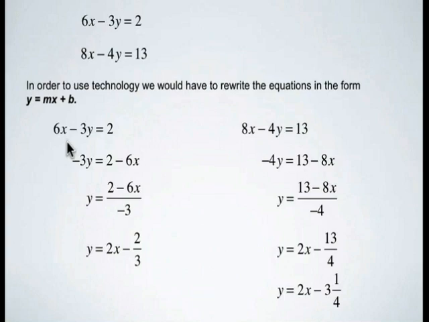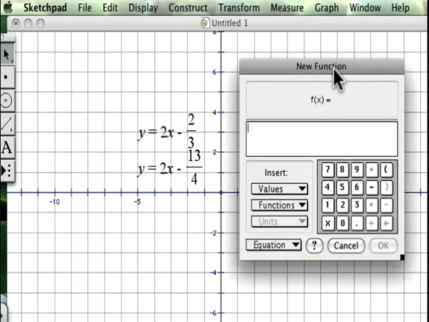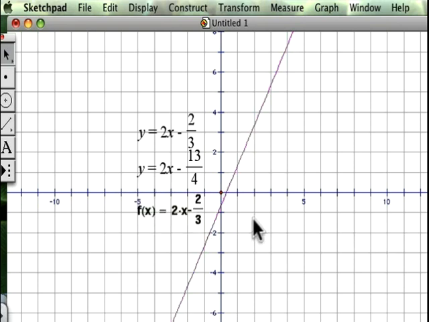So now we're going to move to Geometry Sketchpad, and the first function we're going to plot is 2 times x minus 2 divided by 3. And so now we have a y-intercept just below the origin, and this is going to be at 0 and negative 2 over 3. So we're 2/3 of the way between 0 and negative 1 when we're at negative 2/3.